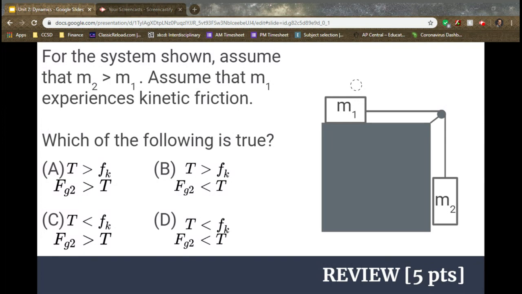For the system shown, assume that mass 2 is greater than mass 1. Assume that mass 1 experiences kinetic friction. Which of the following statements are true? Keep in mind the tension is the tension in the rope. You can assume ideal conditions for the rope, massless, frictionless, for the pulley as well. What will the correct answer be? The correct answer is A.